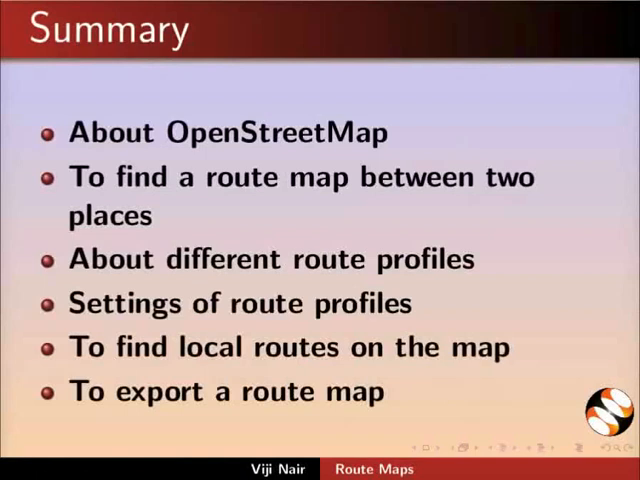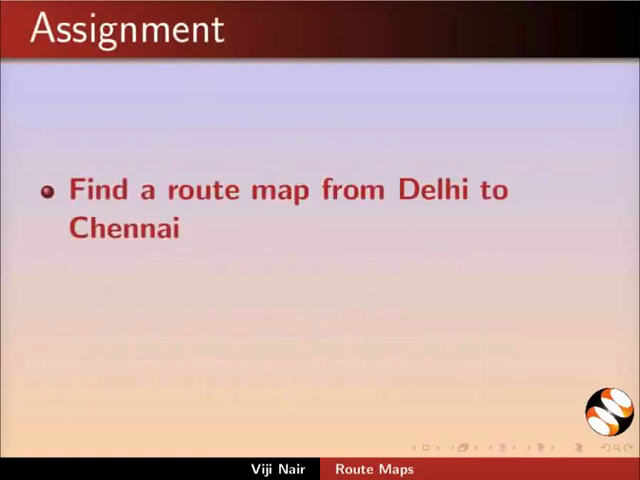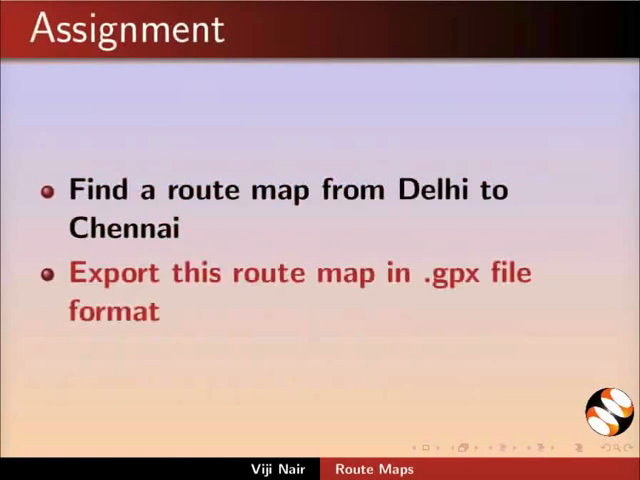Let us summarize. In this tutorial, we have learned about OpenStreetMap, to find a route map between two places, about different route profiles, settings of route profiles, to find local routes on the map, and to export a route map. An assignment for you. Find a route map from Delhi to Chennai. Export this route map in .gpx file format.